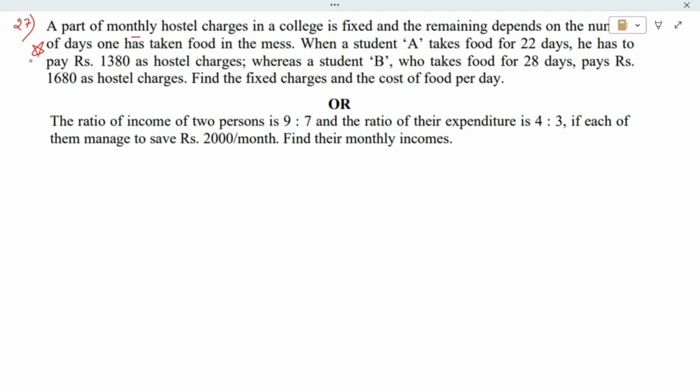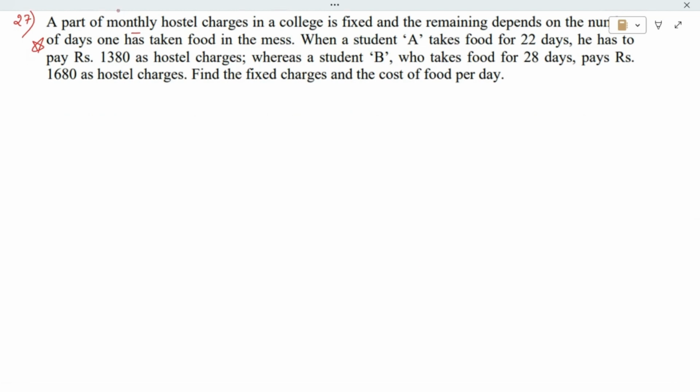Question number 27 has an internal choice. We are going to see the first question. A part of monthly hostel charges in a college is fixed. So let the monthly hostel charge be x. I'm defining it with a variable x. So this is fixed, right? And the remaining amount depends on the number of days one has taken food in the mess.